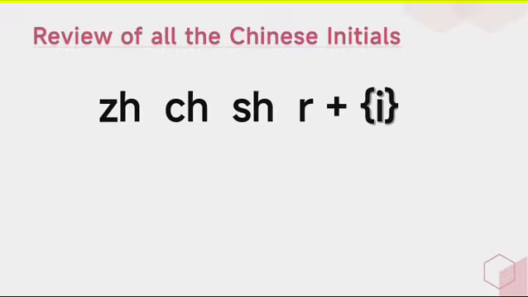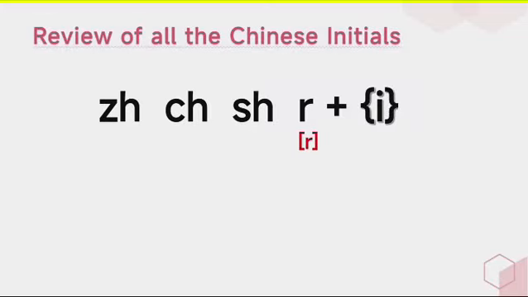We can begin with zi, ci, si, and then curl up our tongues slightly backward to pronounce zhi, chi, shi. Zi, zhi, ci, chi, si, shi, zhi, chi, shi.